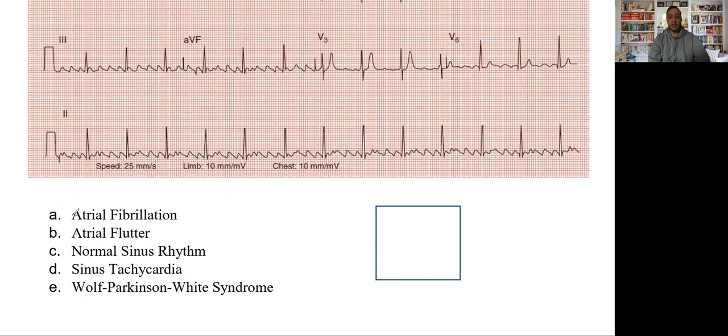Here we have the options: atrial fibrillation, atrial flutter, normal sinus rhythm, sinus tachycardia, and Wolff-Parkinson-White syndrome. So the most likely here, the answer, is atrial flutter.